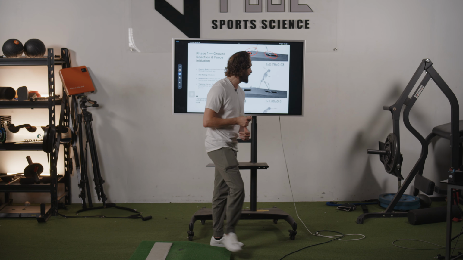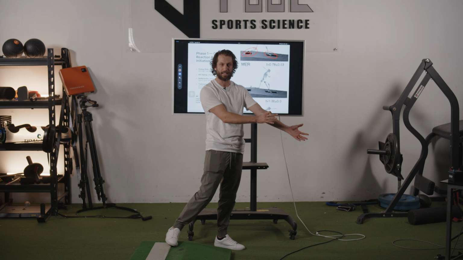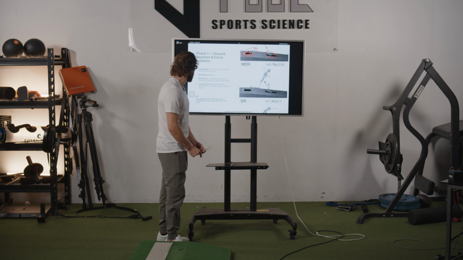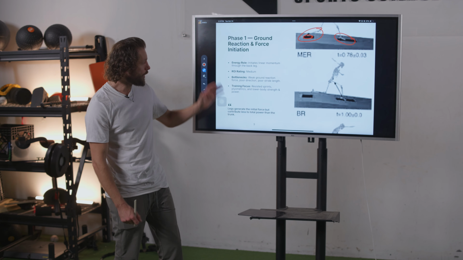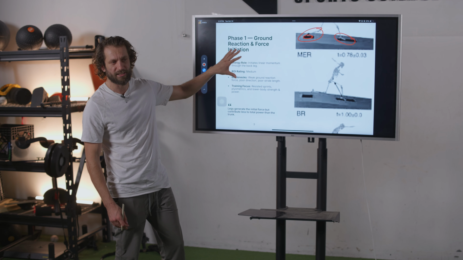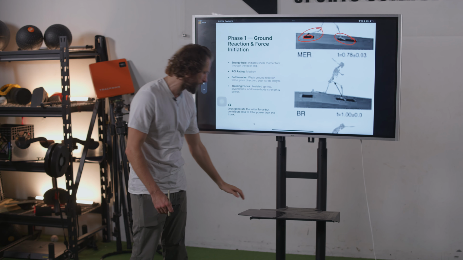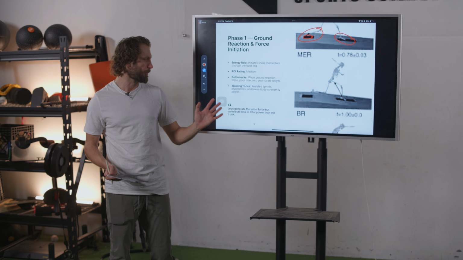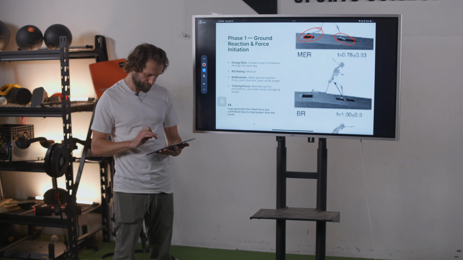Tim Lincecum, Strider, and McClanahan can all do both of those, but that requires a ton of coordination, a ton of hip mobility and athleticism, not to mention the amount of force that hits the front leg to be able to stabilize the front leg from that position. Okay, so for that reason alone, I'm going to say the ground reaction and force initiation is just going to be a medium correlation to ball velocity. The legs generate the initial force, but contribute less to total power than the trunk, okay?